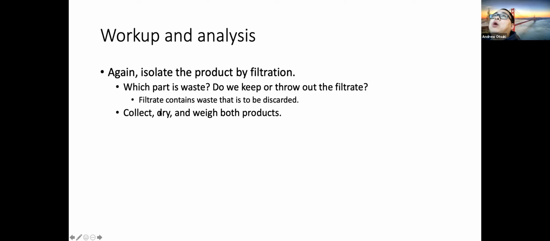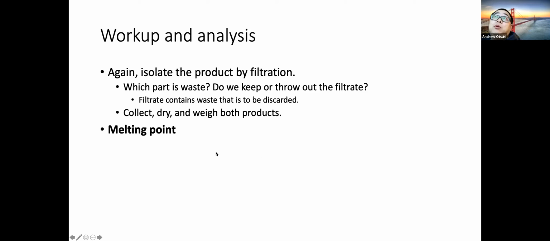We're going to collect, dry, and weigh both products. How we dry it is usually you run the vacuum for like 10 minutes, 5 to 10 minutes. And then you could dry it on filter paper, but usually it won't be enough. So usually in an ideal world, we would let it dry for over a week in your lockers, but we typically don't do that because we don't have time.